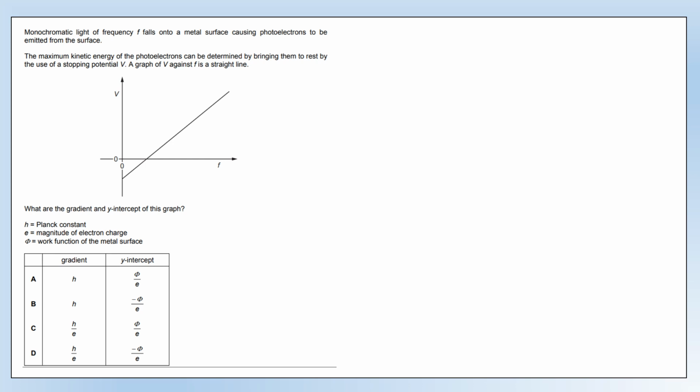Okay, so monochromatic light of frequency f falls on a metal surface, causing photoelectrons to be emitted. The maximum kinetic energy of the photoelectrons can be determined by bringing them to rest using a stopping potential. A graph of stopping potential against frequency is a straight line. What are the gradient and y-intercept of this graph? So here is our equation. KE max is equal to hf minus the work function. And KE max is equal to the stopping potential times the charge of an electron.